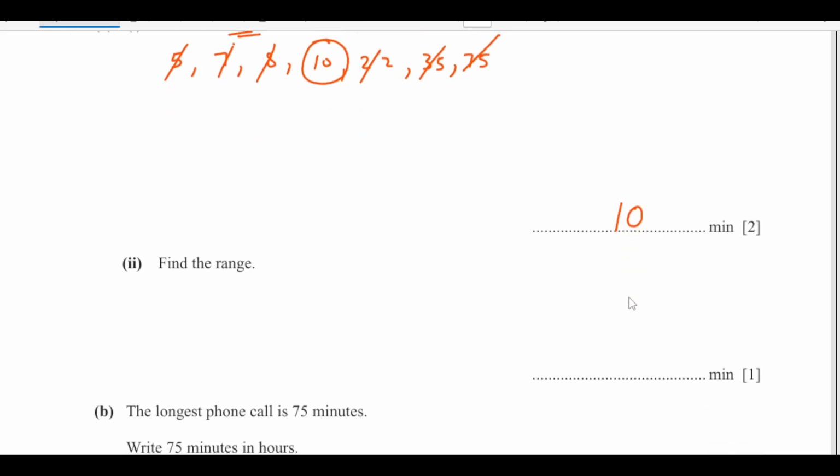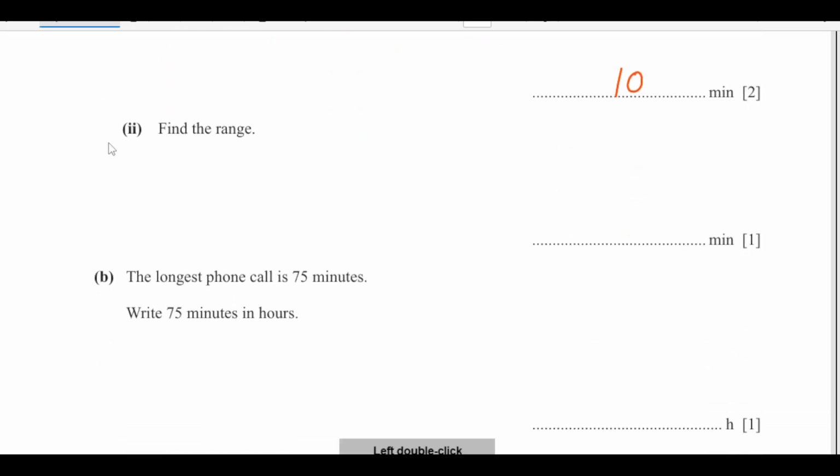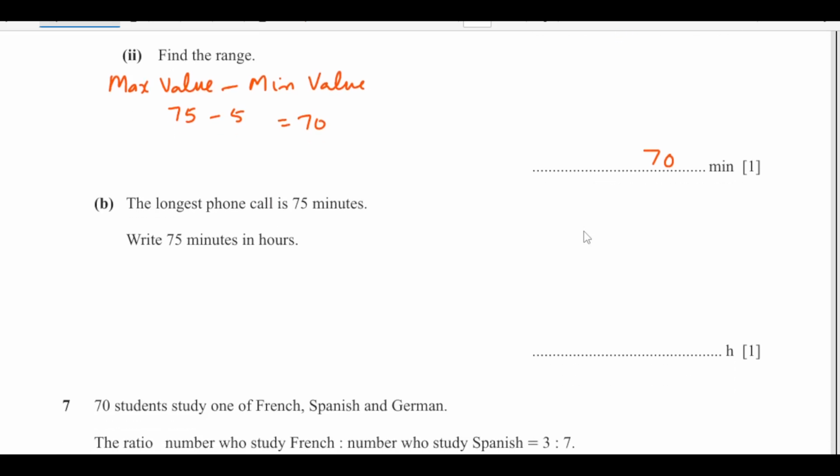Now find the range. Now you know the range is the maximum value minus the minimum value. That is by definition what the range is. So the maximum value here is 75 minus 5. So it is 70. Okay. Now the longest phone call is 75 minutes.